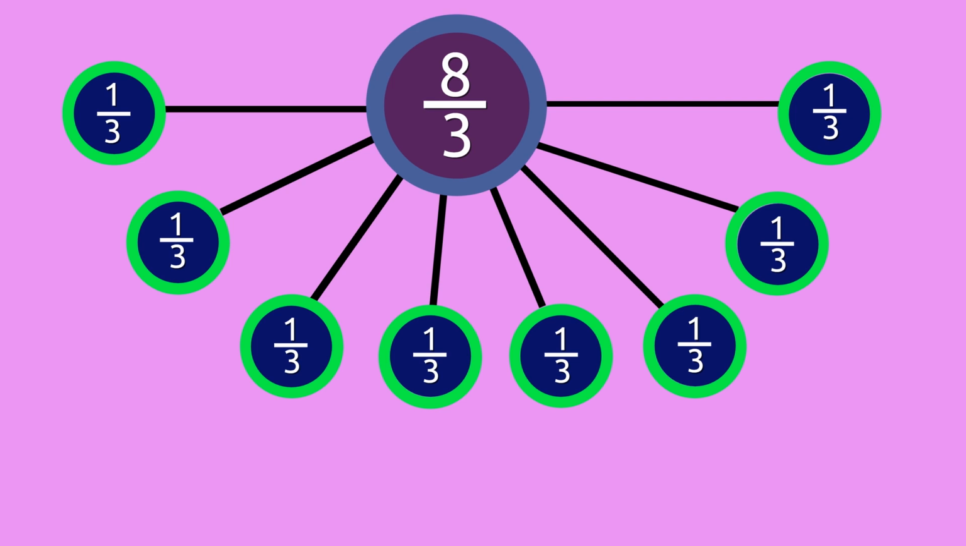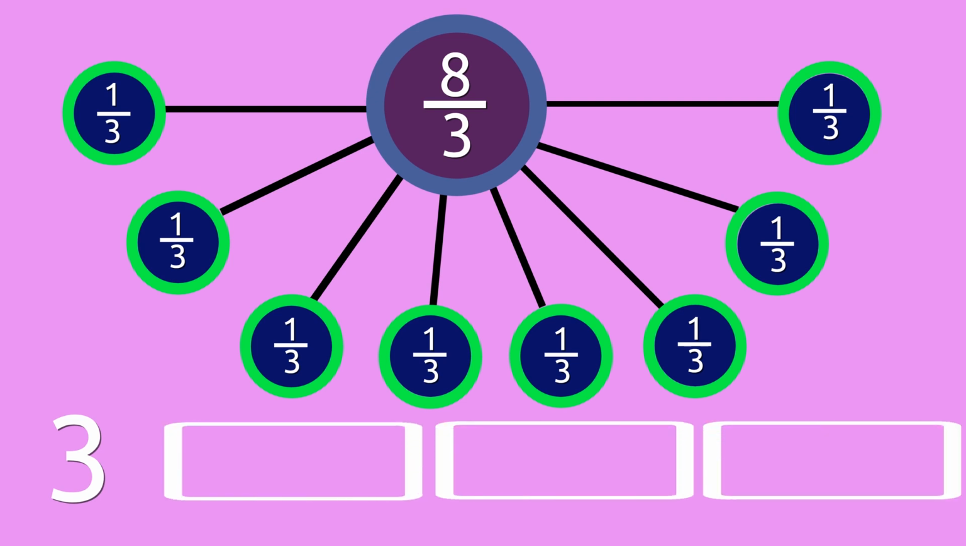Now let's see how many whole numbers I can form using the total number of fractional parts of 1/3. Since our denominator in 8 thirds is 3, this tells us that we need 3 thirds to complete one whole. Let's go ahead and place 3 whole numbers and partition them into thirds.